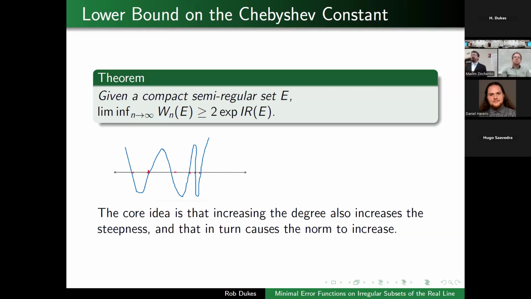So we have a compact semi-regular set E. We show the limit of the nth Widom factors is at least 2 times the exponential of the irregularity coefficient. And so I show another picture here with a smattering of isolated points, and we can see the function swooping up and down to try to touch base with all of them. Increasing the degree will increase the steepness, and that will cause the norm to increase.